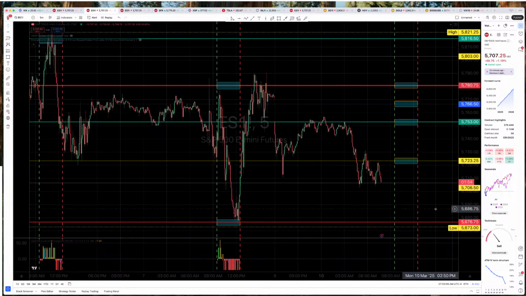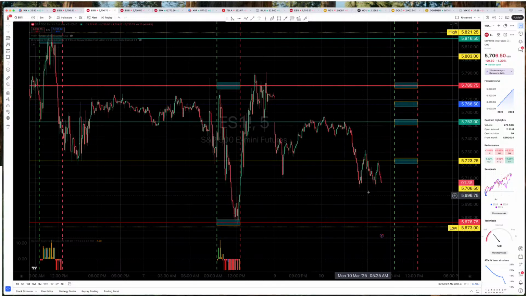So we're currently in between two nodes. You can see we're bouncing off of this structural element here, 5706. This is all on the E-mini S&P futures. The nodes are demarcated by these green and red lines. The green's the bottom of the node, red is the top of the node.